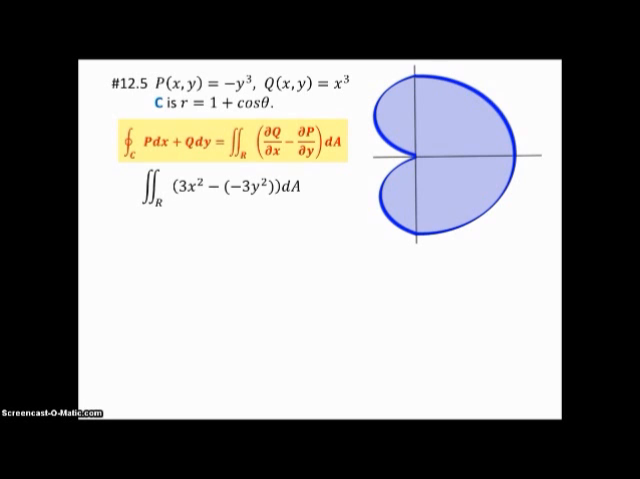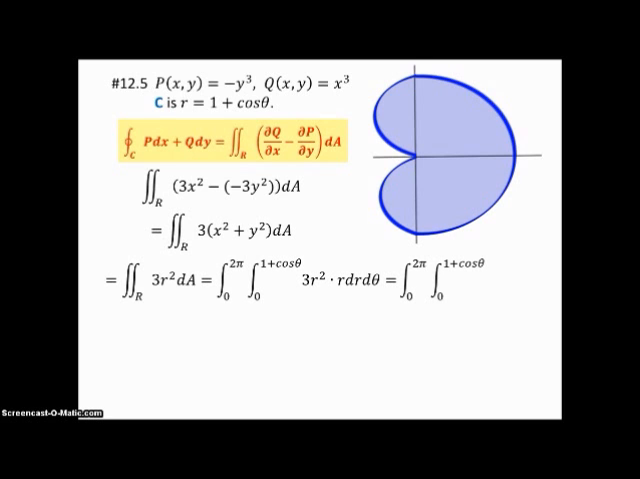So here's Green's theorem again. And if you look at q and take the derivative with respect to x, you get 3x squared. And if you look at p and take the derivative with respect to y, you get negative 3y squared. Now, simplifying that a little bit, we get 3 times the quantity x squared plus y squared. Yay, because x squared plus y squared is what? R squared, right? So now we can change to polar form, so it'll be a lot easier. And so we start off with 3r squared over the area.